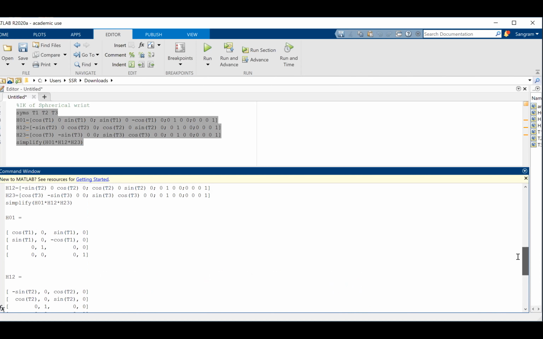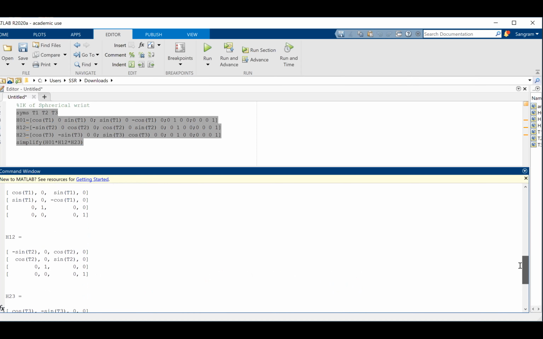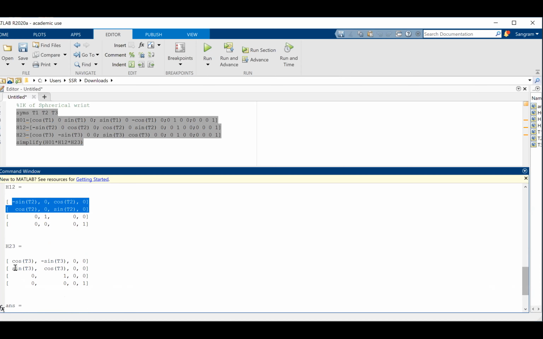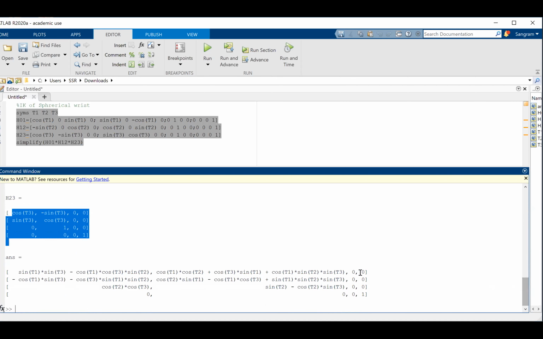So I have the homogeneous transformation matrices. From them, I have the product. This is the first homogeneous transformation matrix, this is the second, and finally I have this third homogeneous transformation matrix. Please notice the last column is a bunch of zeros, and the reason is that the positions are not in there.